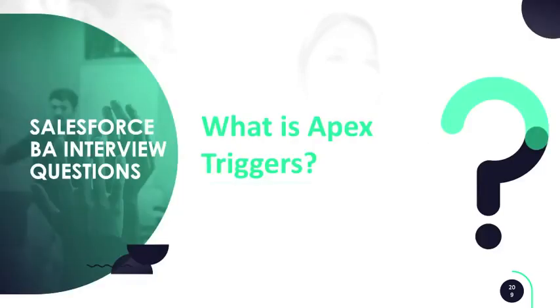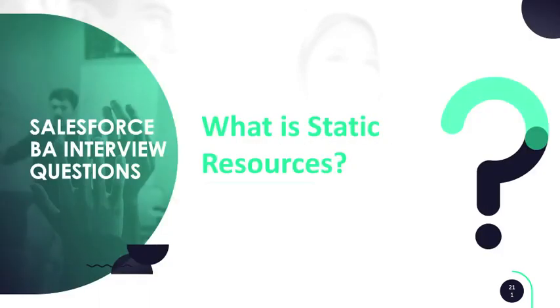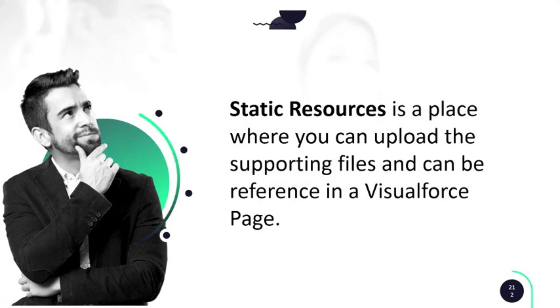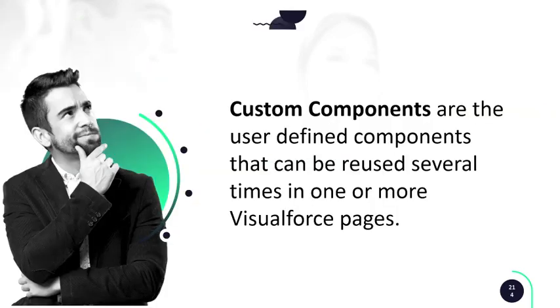Number 46. What are Apex triggers? Triggers are a programmatic event handler that gets executed when a DML operation occurs on an sObject record. Number 47. What are static resources? Static resources are a place where you can upload supporting files and reference them in a Visualforce page. Number 48. What are custom components? Custom components are user-defined components that can be reused several times in one or more Visualforce pages.